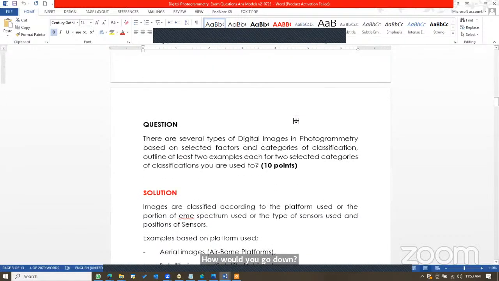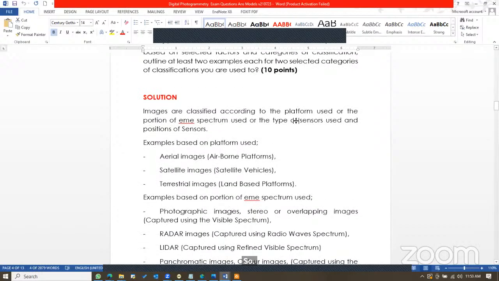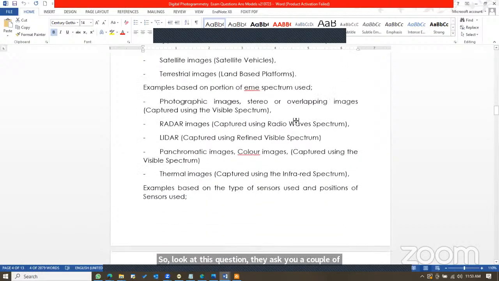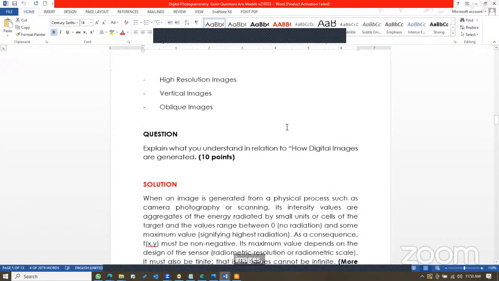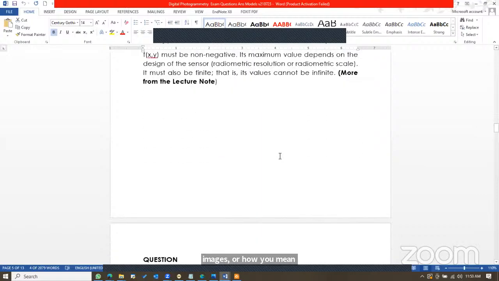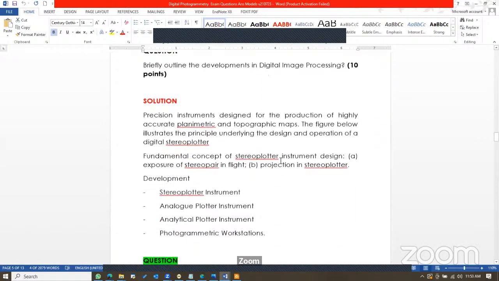So look at this question. They ask you types of images and the rest. And I've told you all these things in the lecture notes. More for that shows that you understood it. They may ask you how digital images are generated. It's there in the lecture notes. Very simple. They may ask you to outline the development of digital image processing. It's there in the notes.